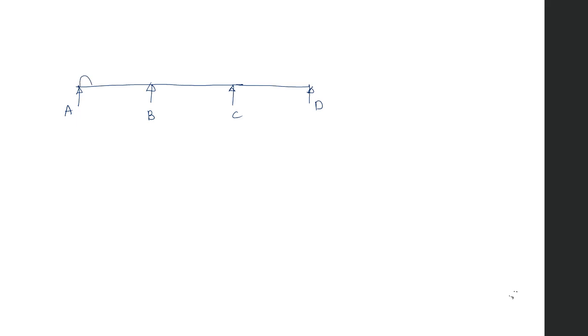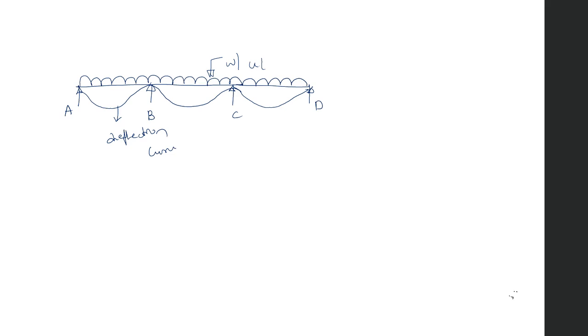Now on this continuous beam I am applying a uniformly distributed load from A to D, equally distributed over all the spans, and this uniformly distributed load is w per unit length. Due to this external loading, there will be a deflection curve. Now let us draw this deflection curve. A and D are the end supports, and B and C are the intermediate supports. This curve is called the deflection curve, and it is due to external loading.